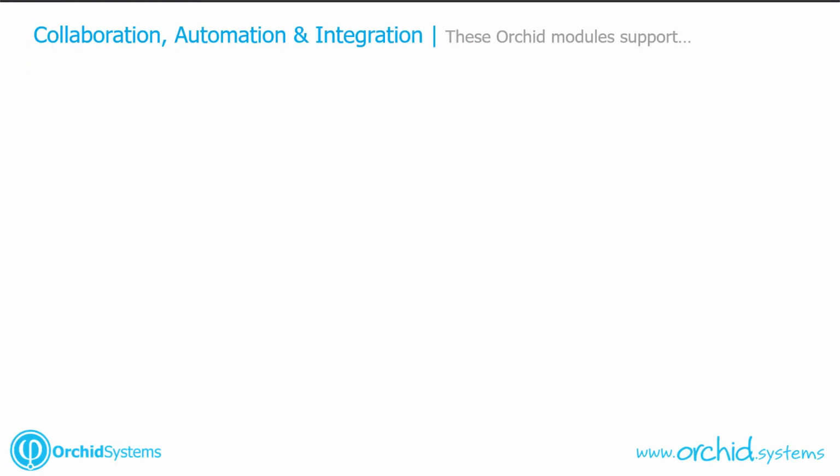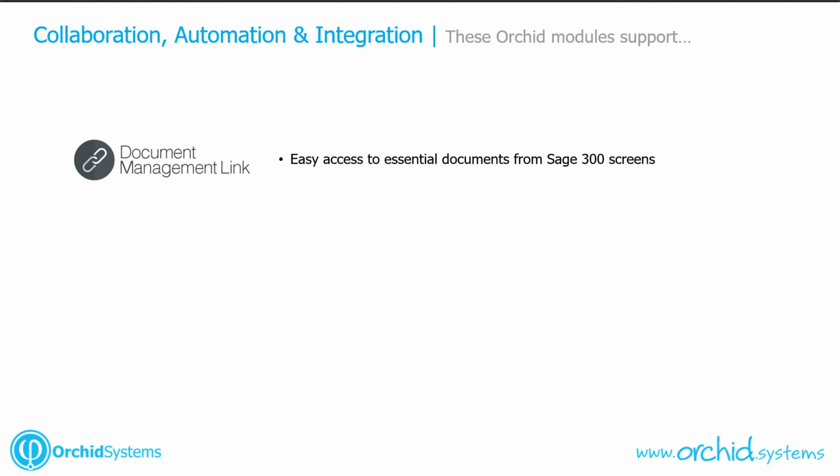To get started with what we have demonstrated today, we're using a range of Orchid modules. Document Management Link, which provides easy access to essential documents from Sage 300 screens. The documents can be saved on a network folder or on a shared drive or in SharePoint.